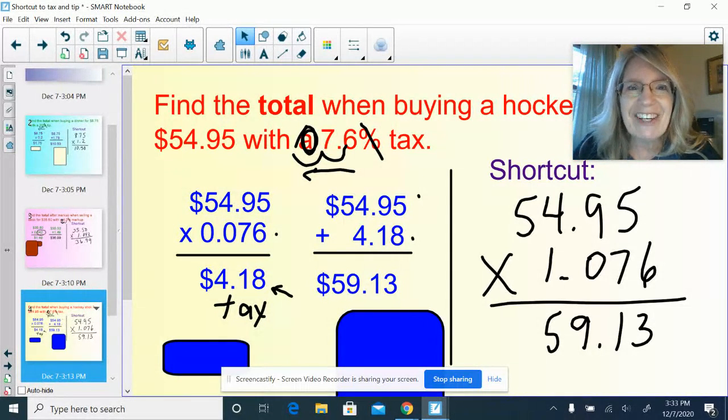All right, that's the end of our concept. Remember, the essential question says, why does the shortcut work? And if you're still not able to answer the essential question, rewatch the video.